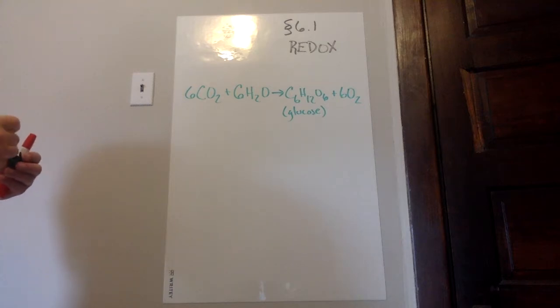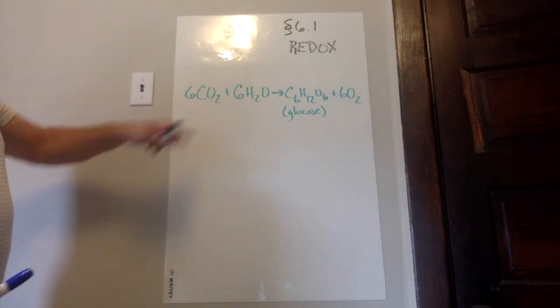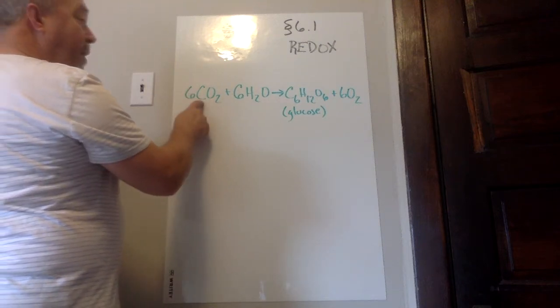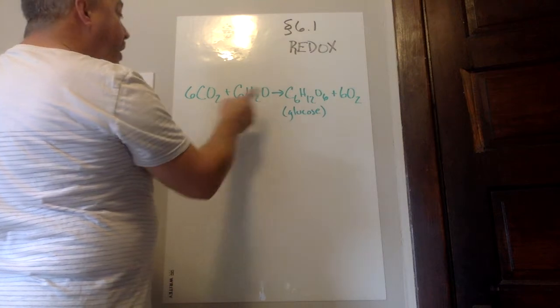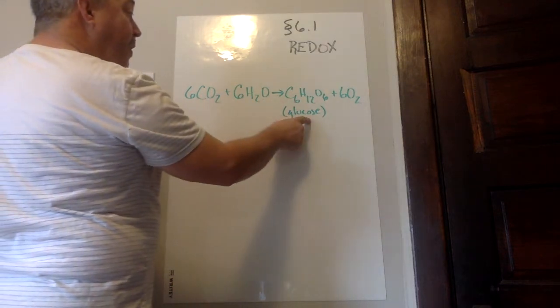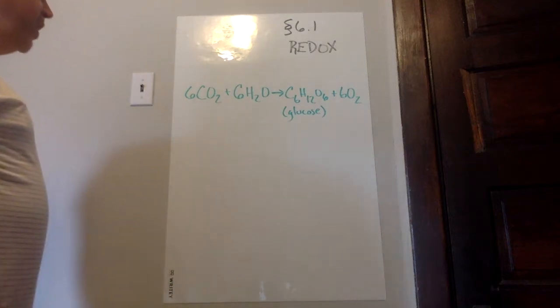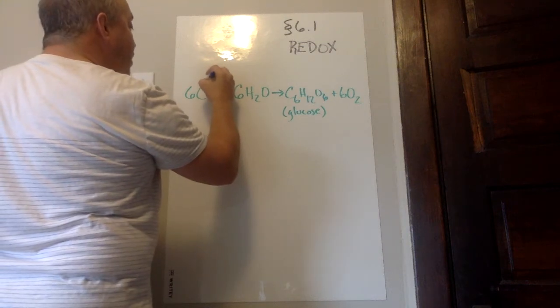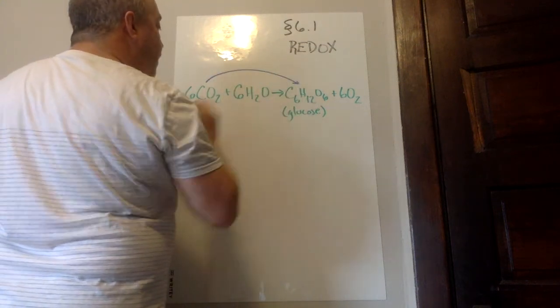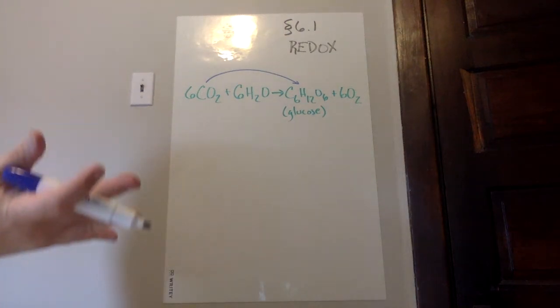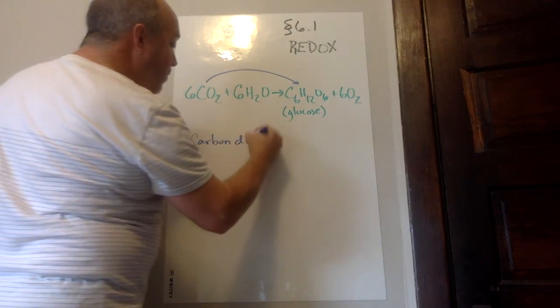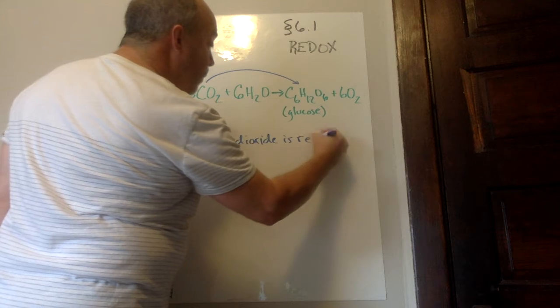When we apply the terms of oxidation and reduction, we apply them to the reactants. So what do you notice about this equation? The only place we see carbon is in carbon dioxide and in glucose. The only difference in elements between the carbon dioxide and the glucose is glucose has hydrogen in it. So because carbon dioxide is going to gain hydrogen, the carbon dioxide, remember, reduction is gain, carbon dioxide is reduced.